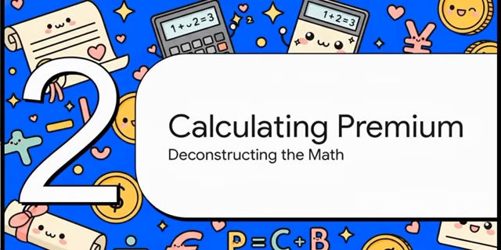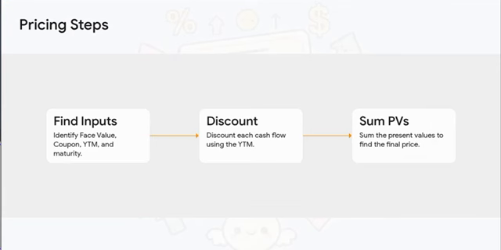Moving right along to Section 2, calculating premium bond prices, the math deconstructed. All right, let's shift your mindset a bit here. I know formulas can look intimidating on the page, but I want you to stop fearing advanced calculus and start anticipating simple arithmetic. Step 1 is always identifying your inputs. Let's say we have a face value of $1,000. Our coupon is 10%, which means the bond pays out $100 every single year. The market's required rate of return, or yield to maturity, is 8%, and we have 3 years until maturity.